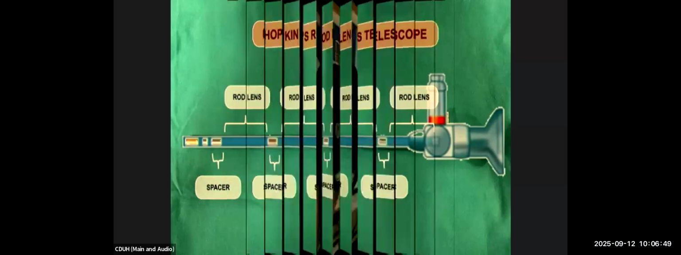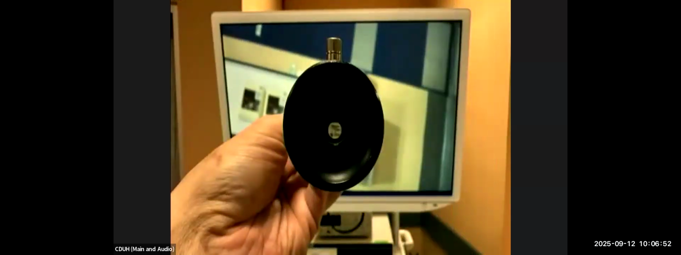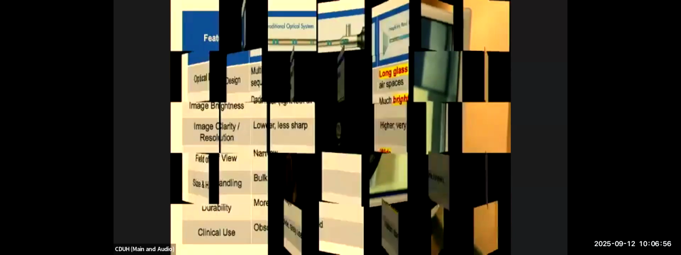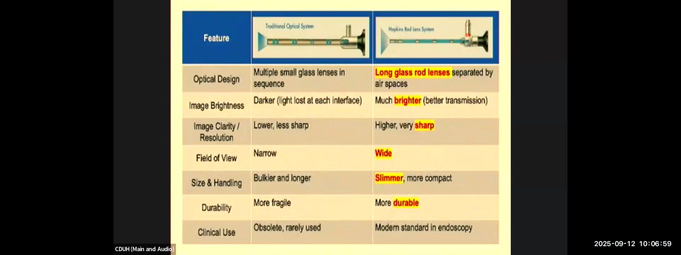So why use this Hopkins rod lens? When you use this kind of lens, this is how it looks. It's quite clear. And this is basically the main reason why we use the Hopkins rod lens: the long glass rod lens will give a much brighter, sharper, wider, slimmer image, and is more durable. And nowadays, all telescopes use this Hopkins rod lens.